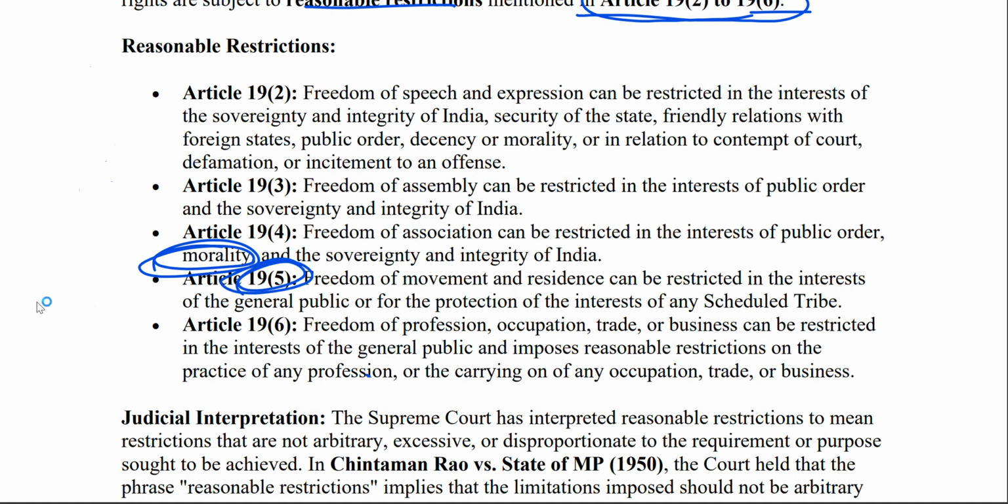Now, 15 is residence. When you are residing at a place, what are the things you can do?